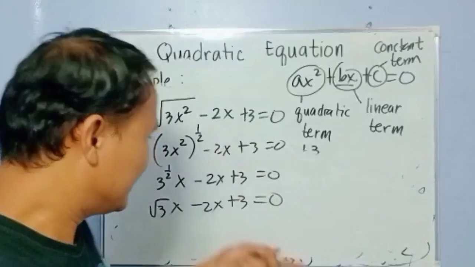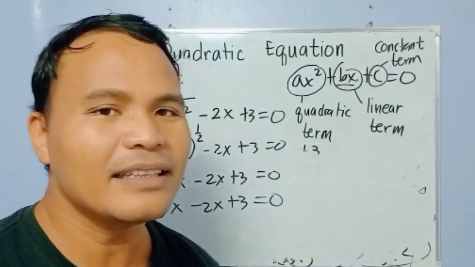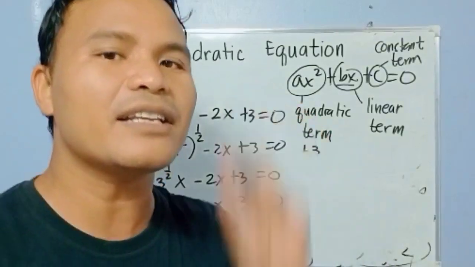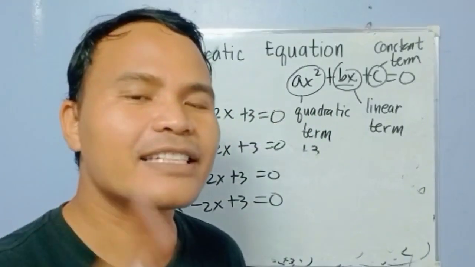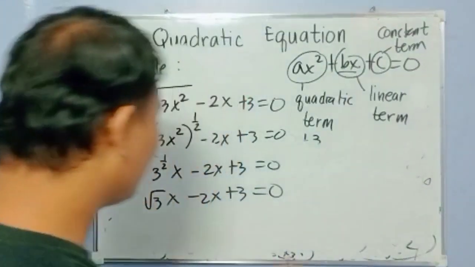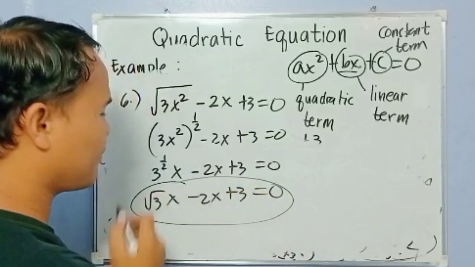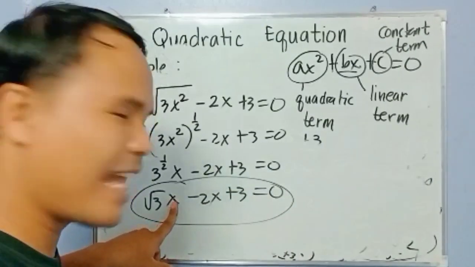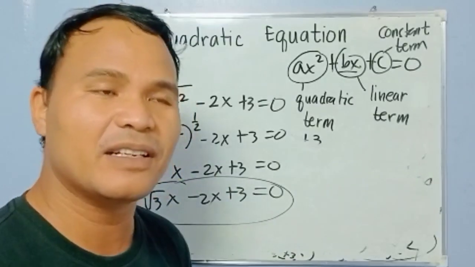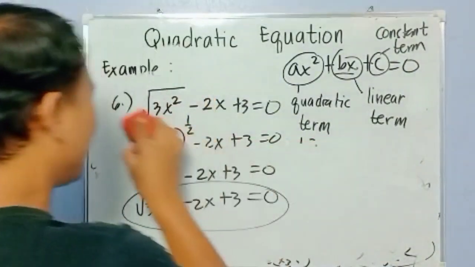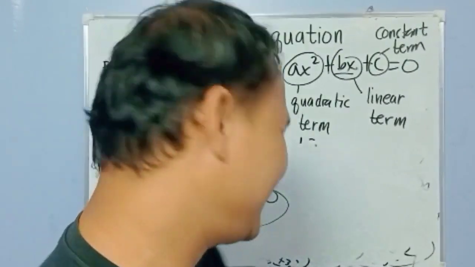Now, it only looks like a quadratic equation. A quadratic equation is of degree 2. When we say degree 2, the highest exponent is 2. Now, when we simplify, what is the exponent of x? The exponent of x is 1. So this is not a quadratic equation. I mean to say, this example is not a quadratic equation.